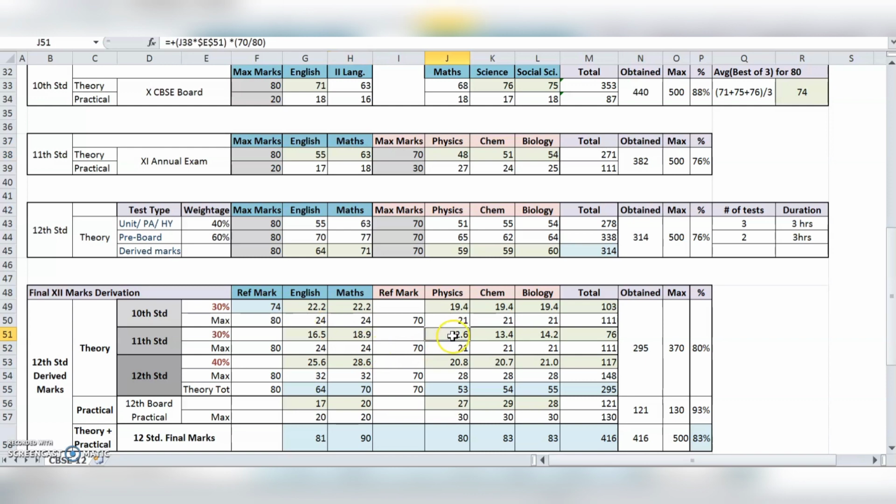With a similar method, we calculate physics, chemistry and biology and multiply by 70 by 80 to get the marks out of 70 respectively. The maximum mark for these subjects also is 21. So by these first two calculations, the student has taken 103 marks out of 111 possible marks in 10th and 76 marks out of 111 possible marks in the 11th.